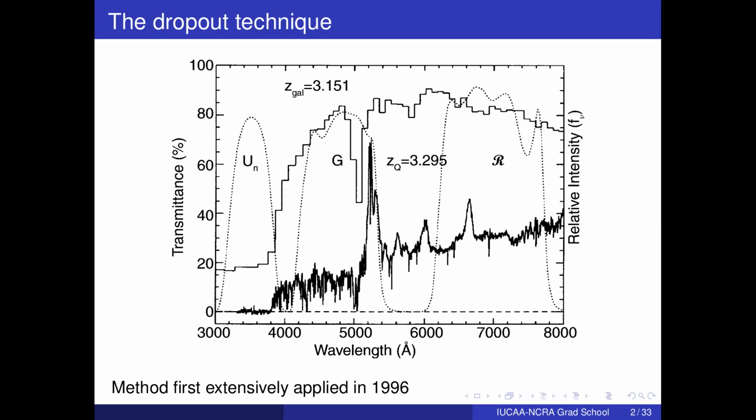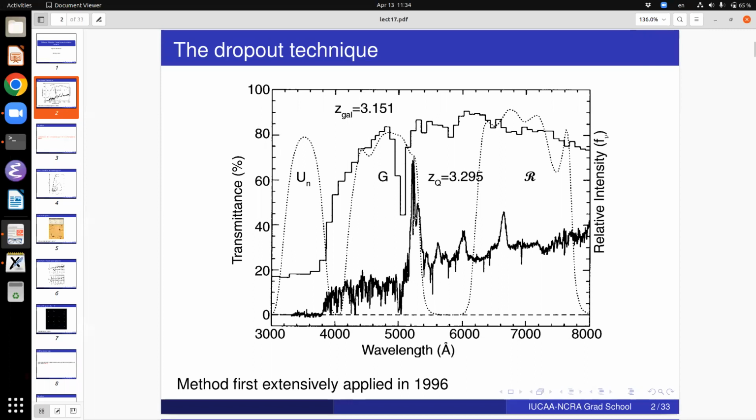And the two key features in using the dropout technique are the Lyman limit at 912 angstroms, below which very little flux is seen, and the Lyman alpha emission line, which is quite bright in the star forming galaxies, and therefore will give you a lot of flux in whatever filter you use there. And then, of course, for comparison, you may want to use a redder filter.